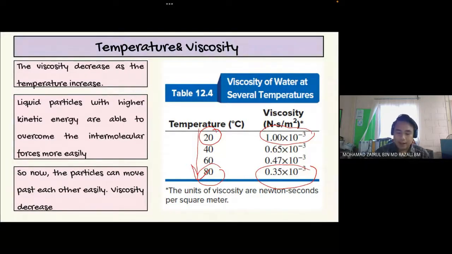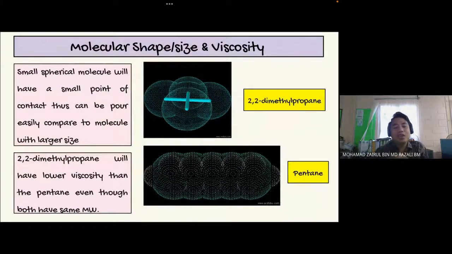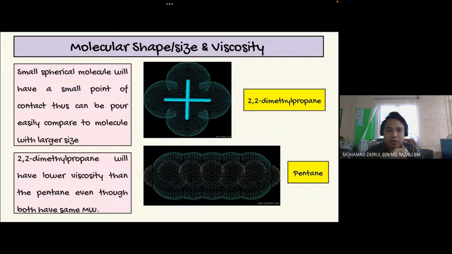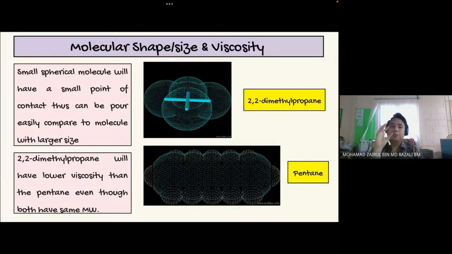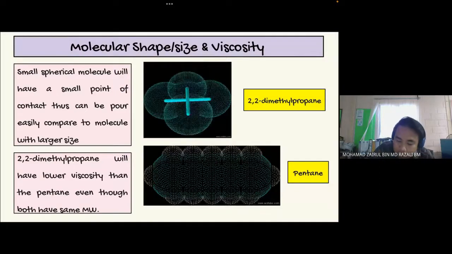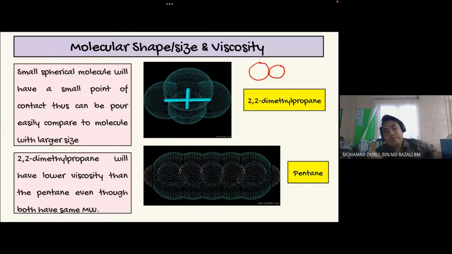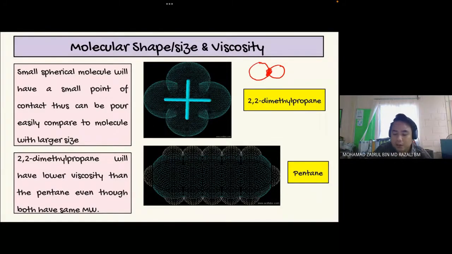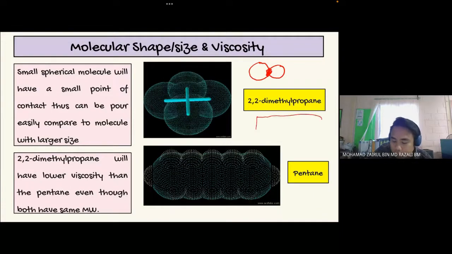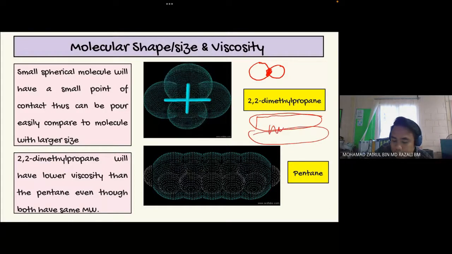Okay. So now another factor that will affect is the molecular shape or size and also viscosity. Okay, if the molecule is just almost spherical, point of contact dia berkurang. So maknanya kalau saya ada dua molekul yang bulat, awak tengok point of contact dia kecil ni je. Ni je point of contact dia. Tapi kalau saya ada satu molekul yang lonjong macam ni, awak tengok point of contact dia lagi besar.